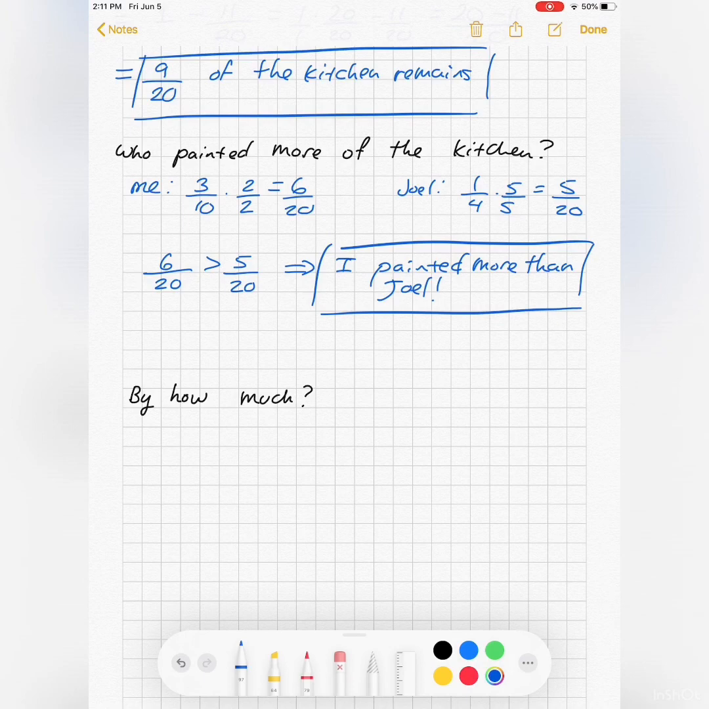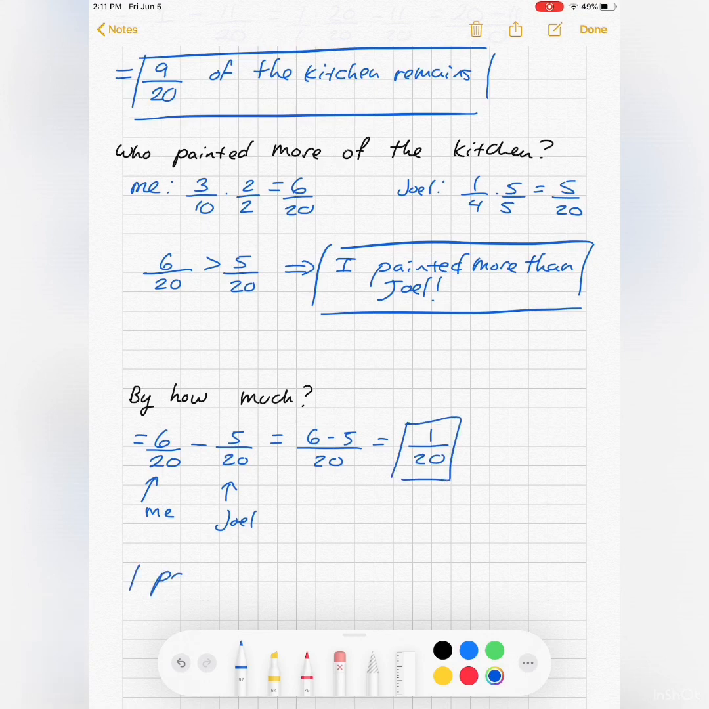How much more than Joel did I paint? Well, Joel painted 5/20. I painted 6/20. So what does that leave us with? 1/20. So I painted 1/20 more of the kitchen than Joel.